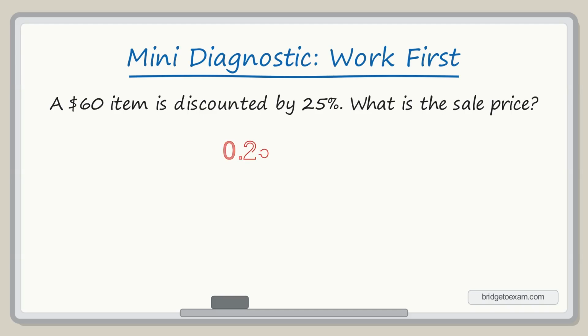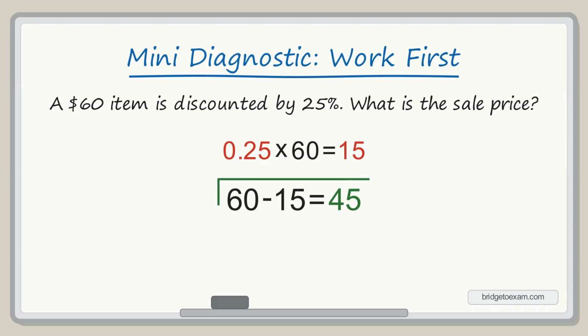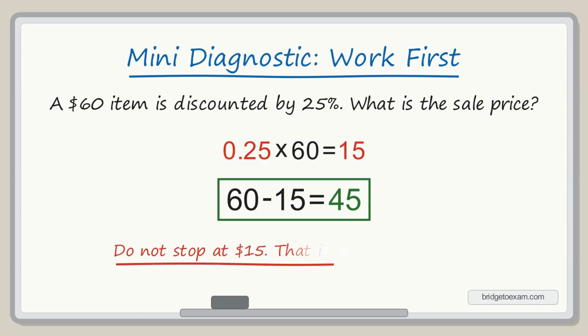The discount is 25% of $60, which is $15. The question asks for the sale price, so subtract the discount from the original price. 60 minus 15 is $45.